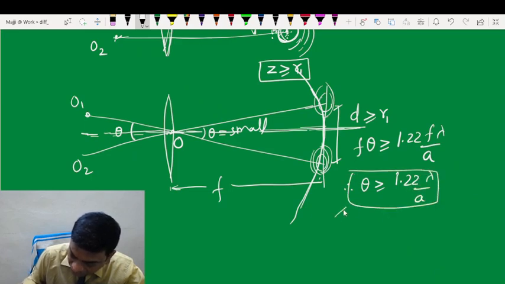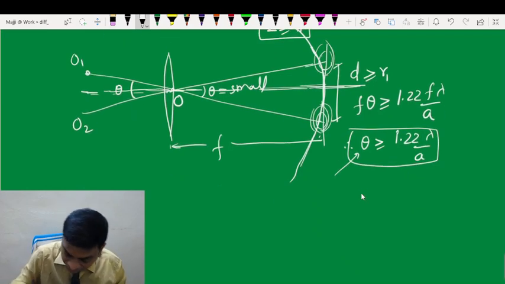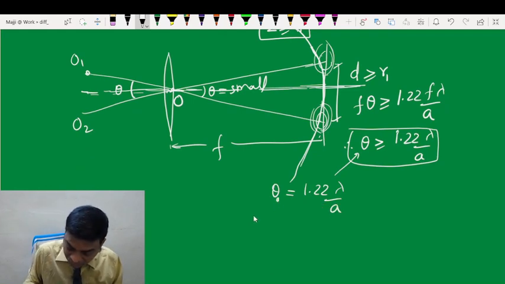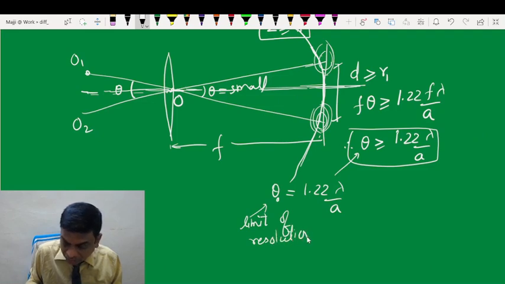Here, if theta is equal to 1.22 lambda by A, then the two objects will be just resolved. Then this will be known as the limit of resolution for the telescope.